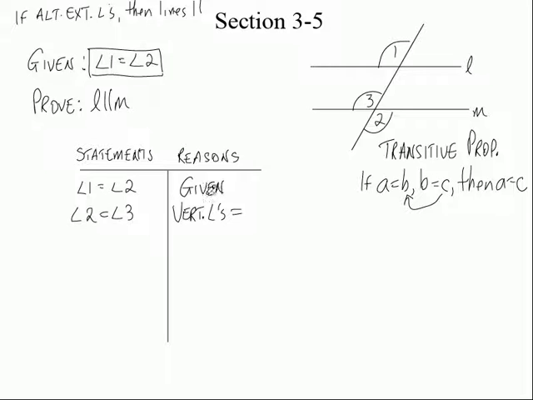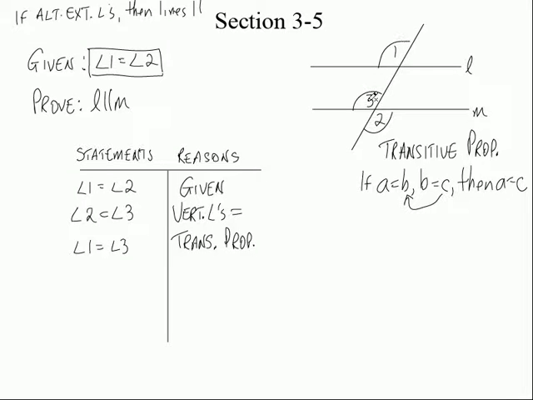Or in this case, instead of A, B, and C, if angle 1 is equal to angle 2, and angle 2 is equal to angle 3, guess what? Angle 1 is equal to angle 3. Now, what's the reason for that? Transitive property. Okay, so I shorthand transitive and I shorthand property. Okay, transitive property. Now, big deal.